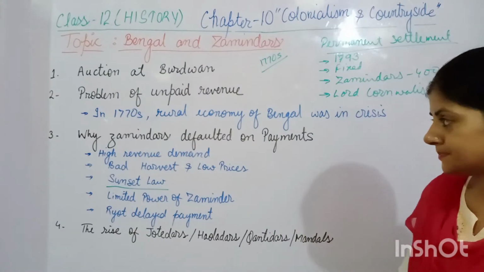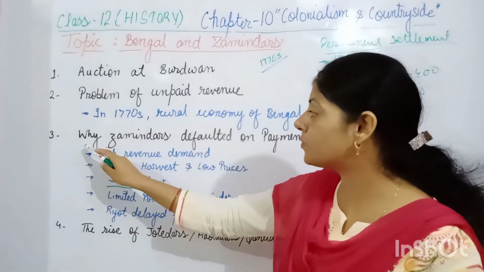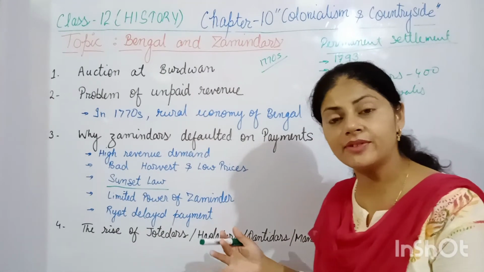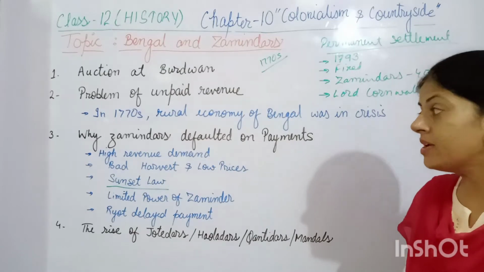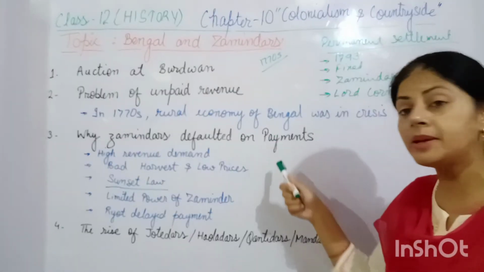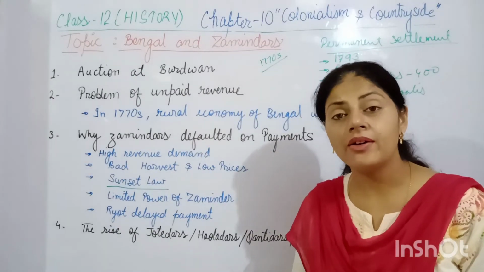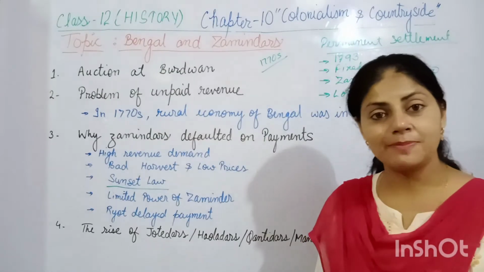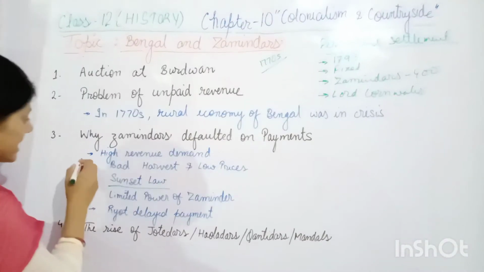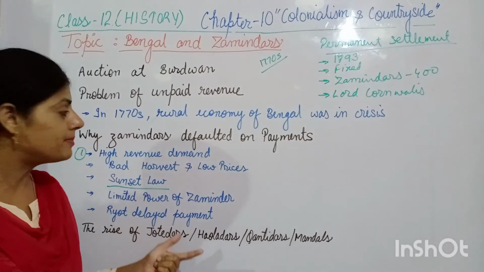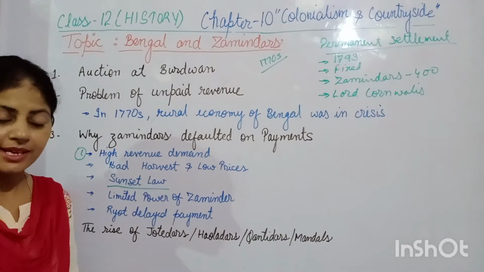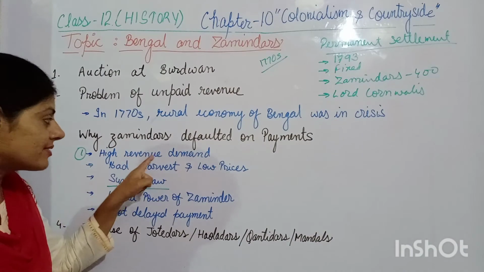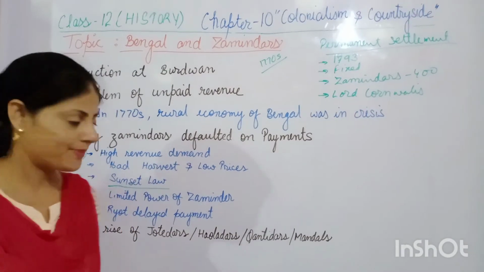Now our next subtopic is why Zamindars defaulted on payment. This kind of question can also be asked in the board exam. What were the reasons why Zamindars couldn't pay the land revenue to the Britishers? There were many reasons behind it. The first cause was that the revenue demand made by the Britishers was very high. This was the reason why they couldn't pay, because the land revenue demand was so high.